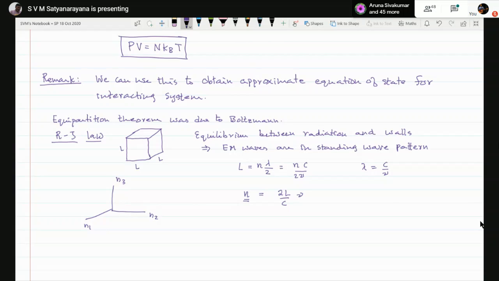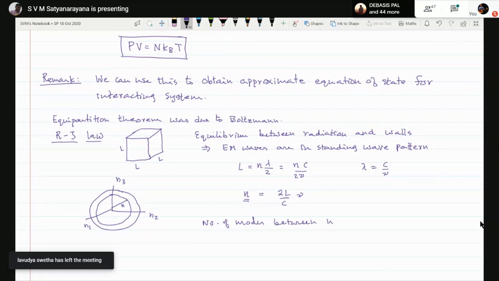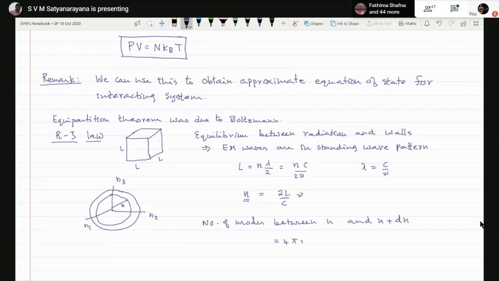Now if you want to calculate how many modes there are with some value of n, let's say this is your n, and then there is another value n plus dn. The number of modes between n and n plus dn is given by 4 pi n square dn. This is proportional to that, into, of course, the number per unit volume in this n space.